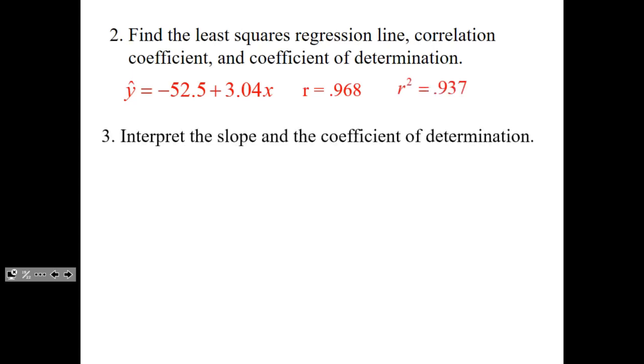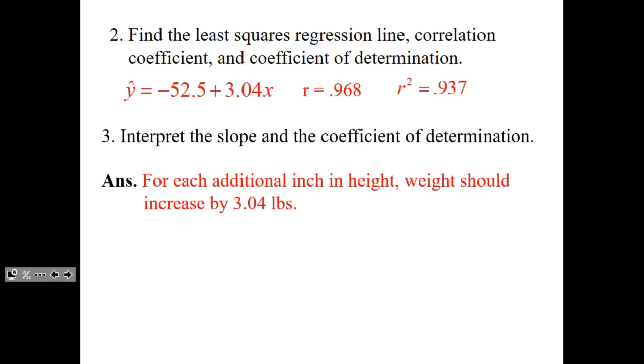I want to interpret the slope and coefficient of determination. Take a moment, refer back to what we said about slope. We said something about for every unit change in x, there's a slope change in y. So we were talking about height and weight. So for every 1 inch taller someone is, I expect their weight to increase by 3.04 pounds.